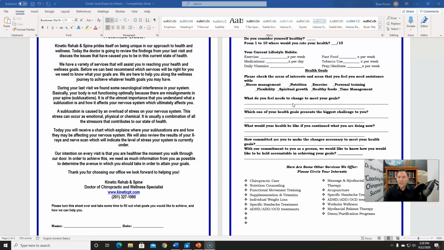What would your health be like if you continued what you're doing now? Here's a big one. This question again, I want the patient to think. Sometimes as we go over it, they change their answer. Because sometimes it'll say, oh, about the same as it is now.